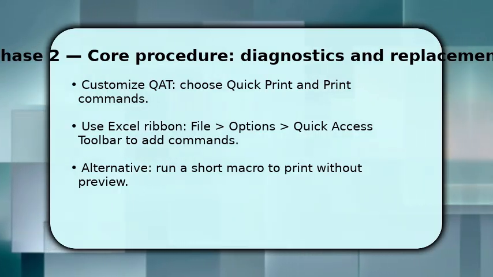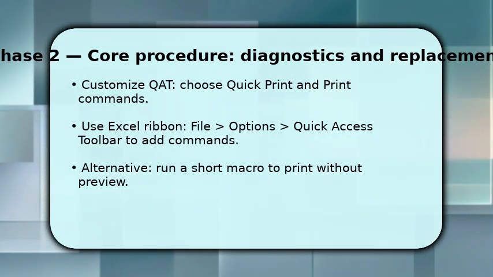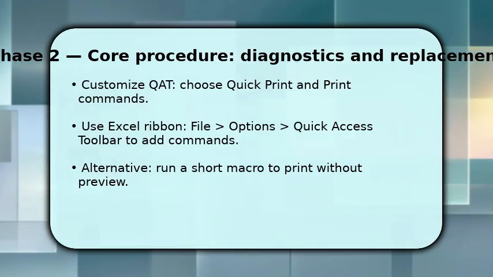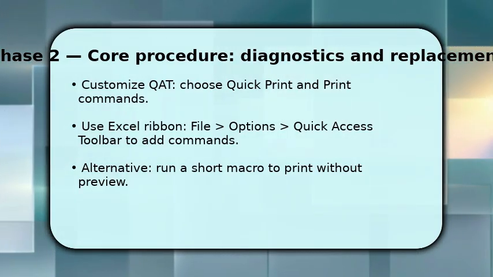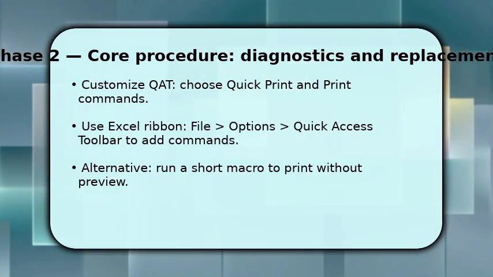If you automate, use a simple macro: ActiveWindow.SelectedSheets.PrintOut Preview:=False. This tells Excel to execute printing without showing preview. Save the macro in Personal.XLSB to reuse across workbooks.